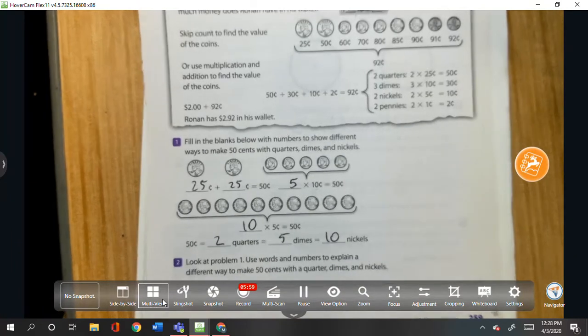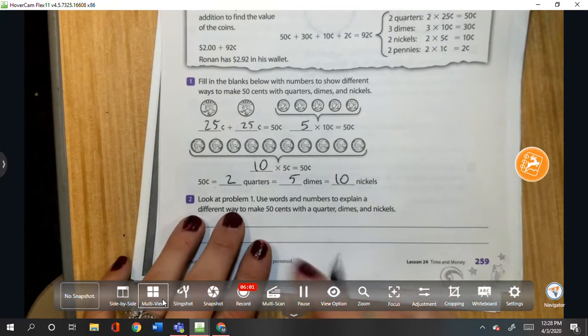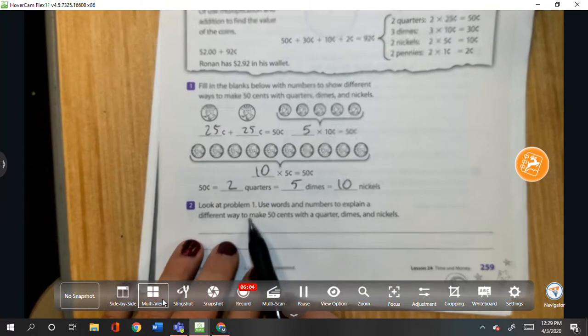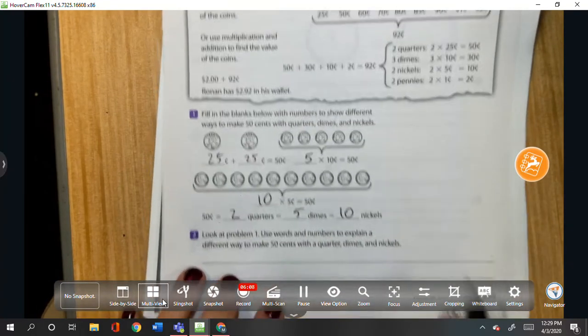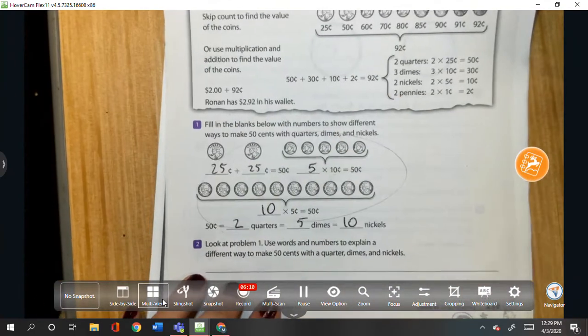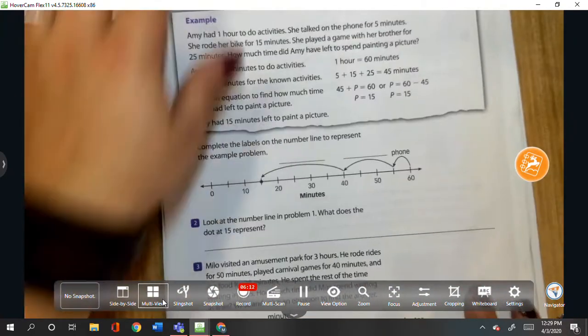That's all it's asking. All right, it says, look at problem 1. Use words and numbers to explain the different ways to make 50 cents with quarters, dimes, and nickels. Well, we just kind of walked through. You could use these examples, or you could use the examples that we did on the board.